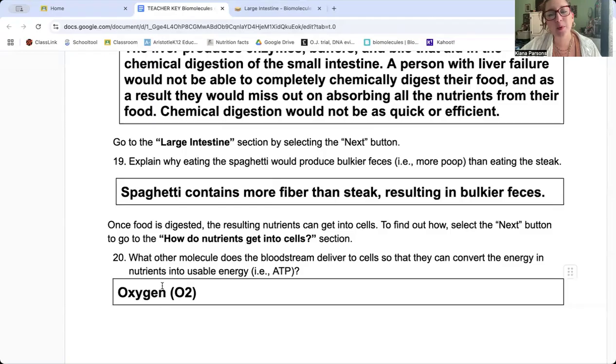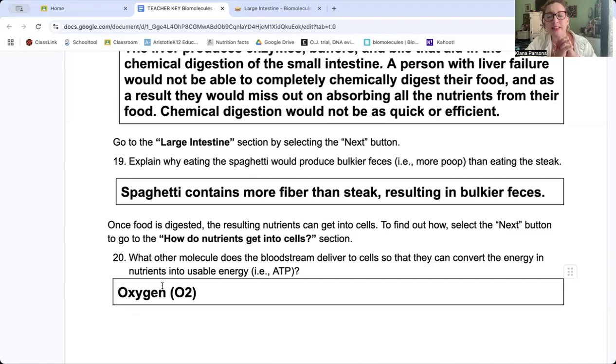Explain why eating the spaghetti would produce bulkier feces, i.e., more poop, than eating the steak. So, we said in the large intestine, what actually gets to the large intestine? Well, everything else has been mostly absorbed, but some things are undigestible, like fiber. There wasn't any fiber in the steak, but there is fiber in the spaghetti. So the spaghetti is going to produce bulkier feces because it contains fiber. And that can be a good thing for our digestion. That fiber helps clean out the small intestine and the large intestine as it travels through the digestive tract and helps keep it nice and clean and healthy.